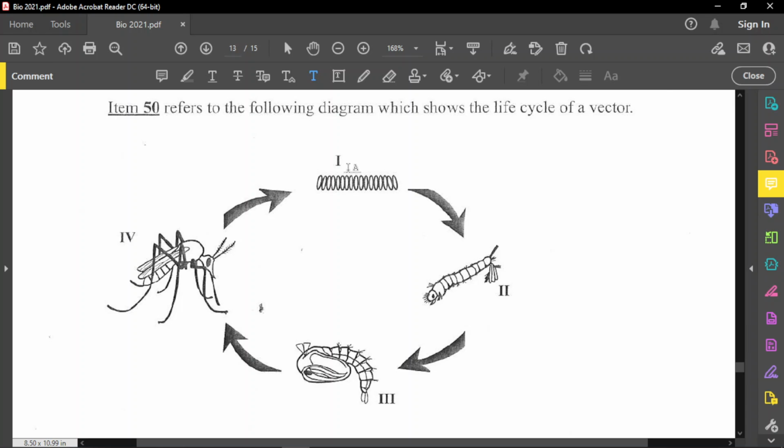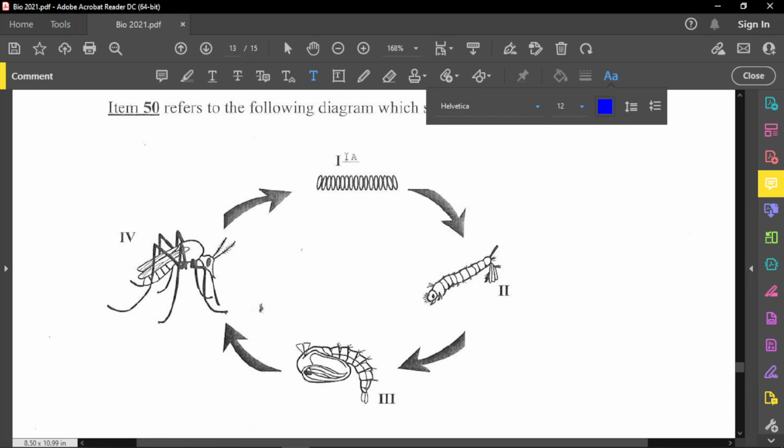So number 1 is eggs, if you can see it. So this will be eggs right here. And then this will be the larvae, or larva as a singular. And then we have our pupa. And then we have our adult mosquito. So we have our stages there labeled. All right, let's see what they're asking us now.